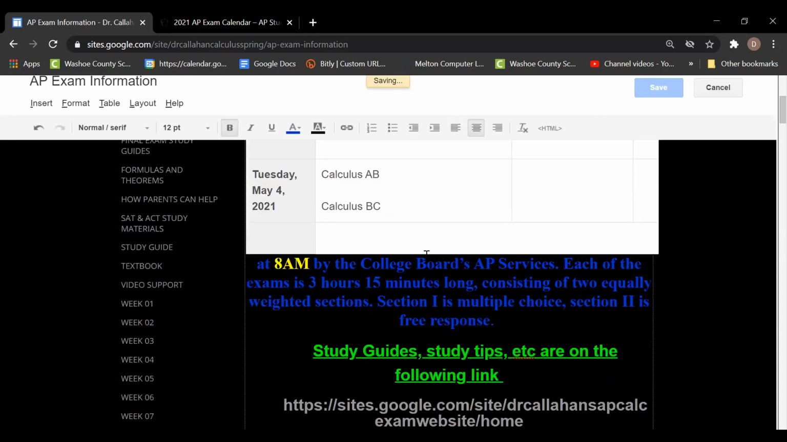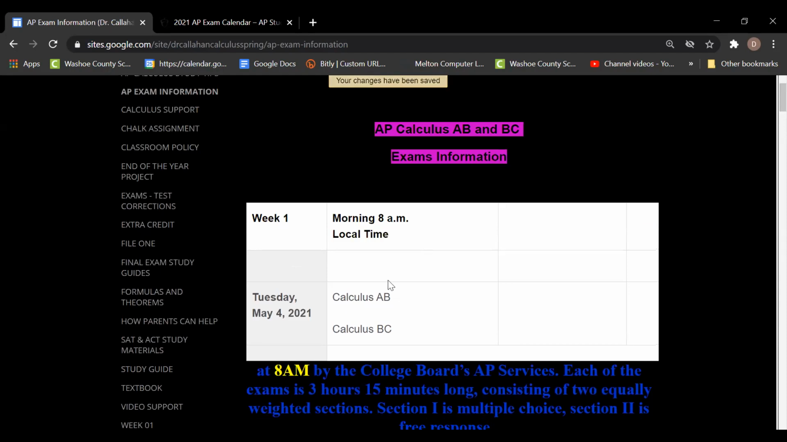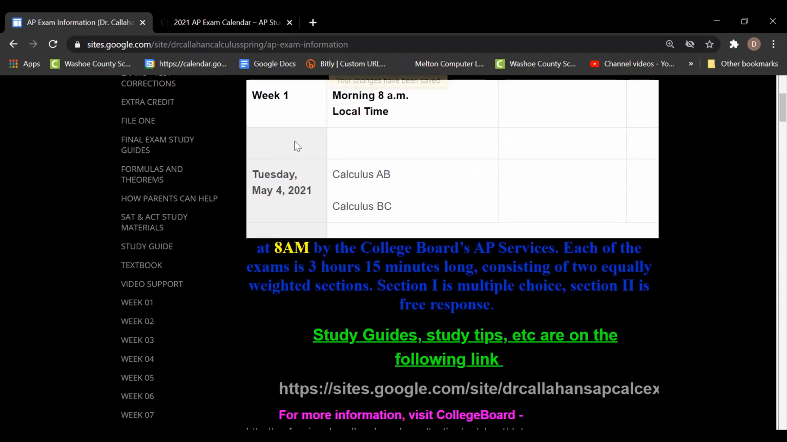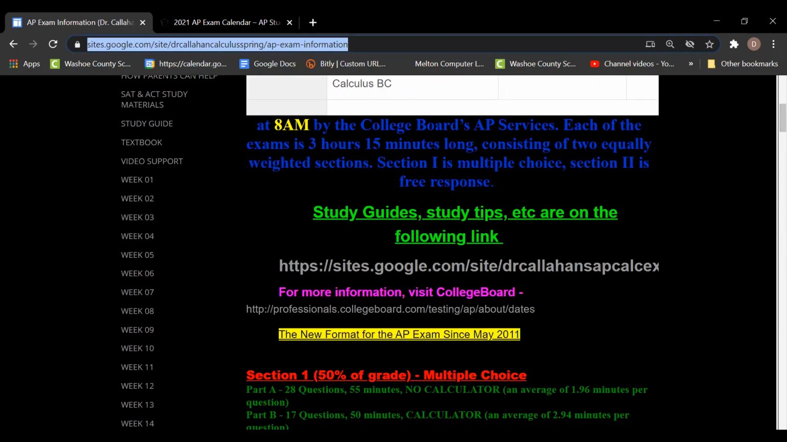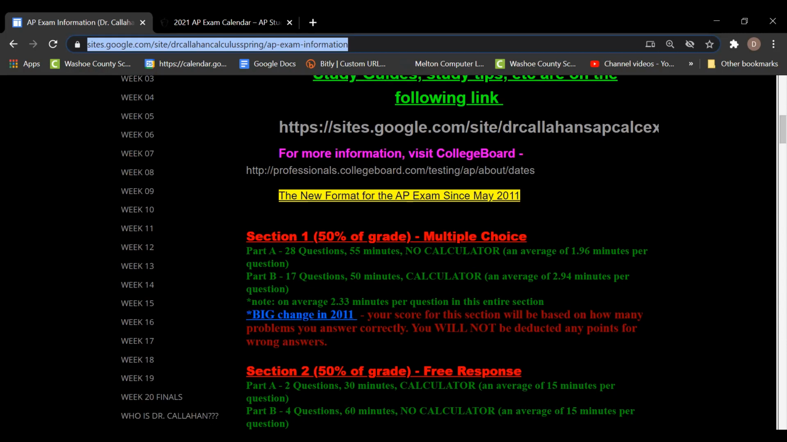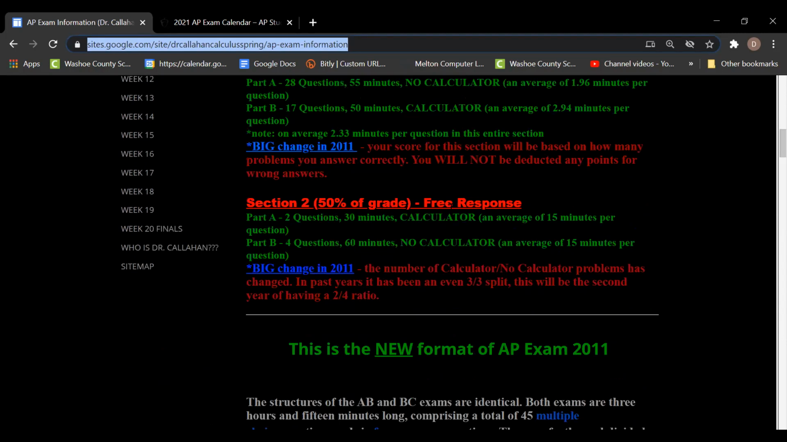All right, so here is your time for the AP exam. It is going to be May 4th, 2021, 8 a.m. The breakdown of this is that it is going to be 3 hours and 15 minutes. If you take a look at how it's broken down, 50% of your grade is multiple choice. Half of that is no calculator, the other half is with calculator. The other 50% is free response. Half of that is with a calculator, the other half no calculator.